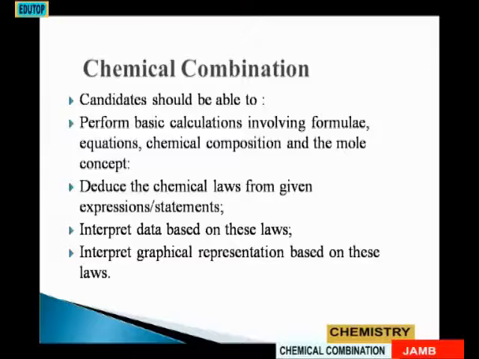Chemical combination, that is the second topic. Under this topic, candidates should be able to: 1. Perform basic calculations involving formulae, equations, chemical composition, and the mole concept. 2. Deduce the chemical laws from given expressions or statements. 3. Interpret data based on these laws. 4. Interpret graphical representations based on these laws.